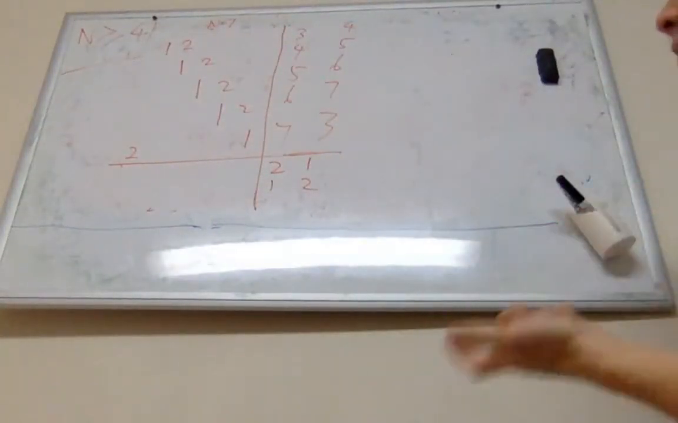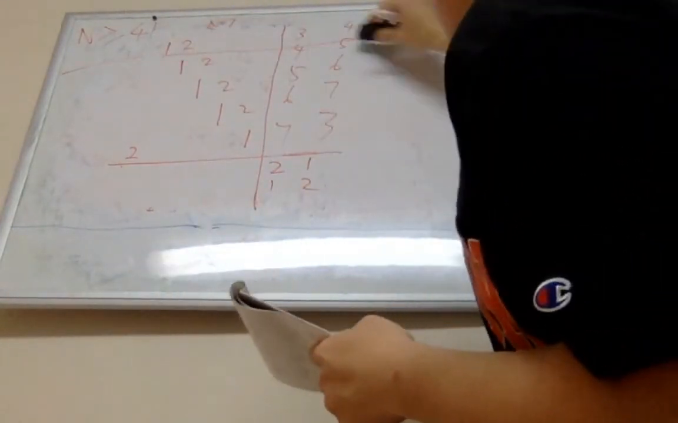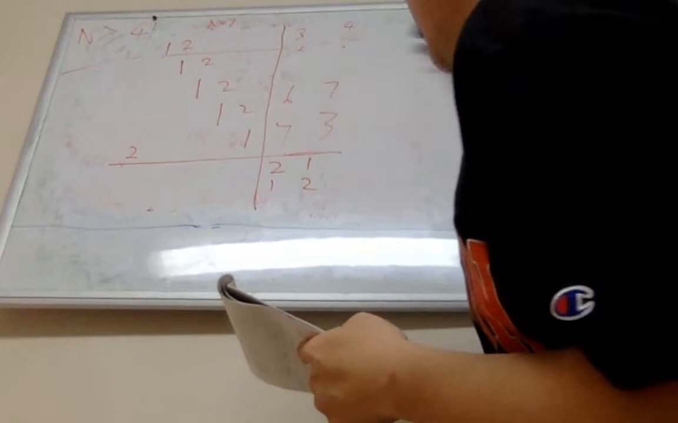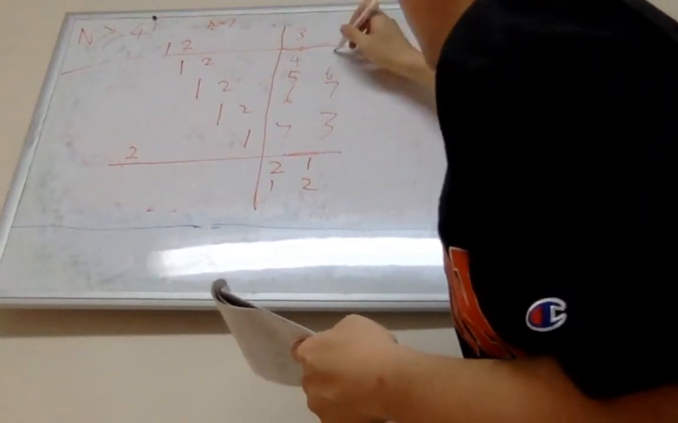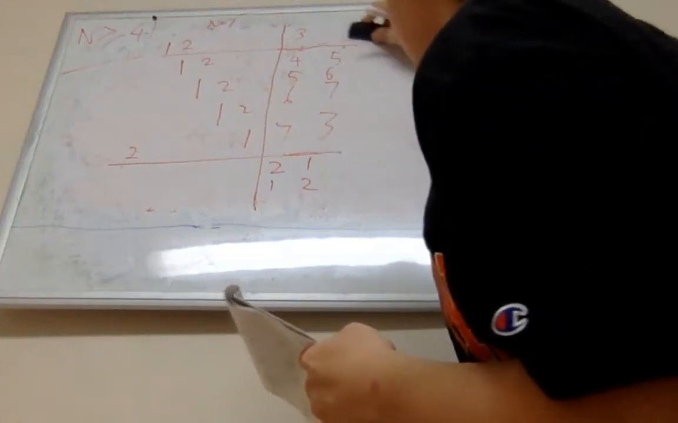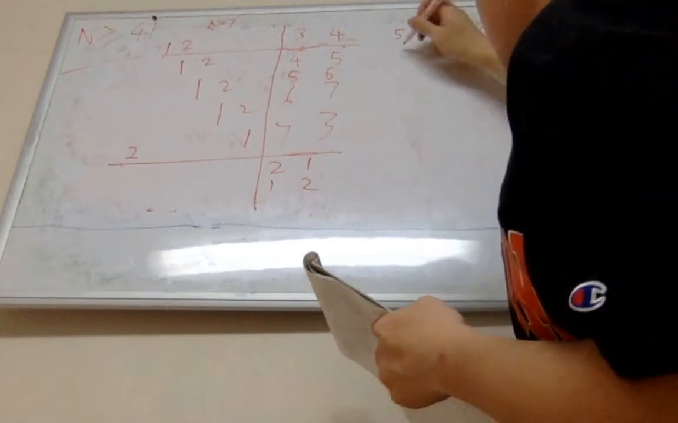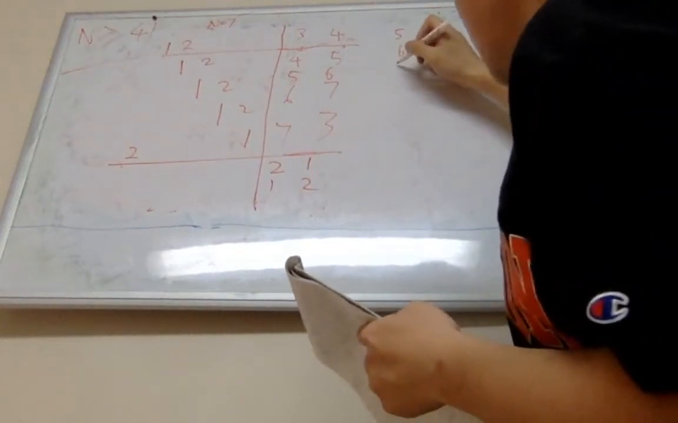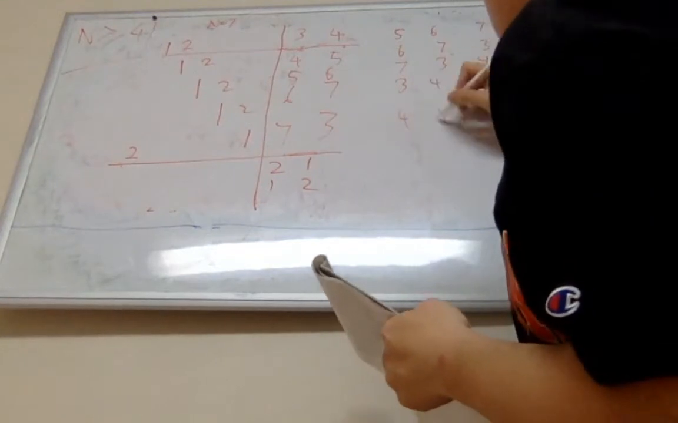So now we need to keep track of which elements are still missing. My writing is bad. Bear with it. So this is 5, 6, and 7. 6, 7, and 3. 7, 3, 4. 3, 4, 5. 4, 5, and 6.